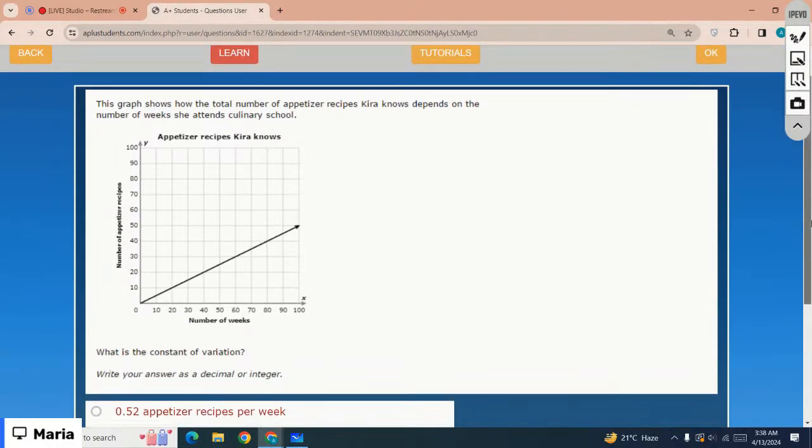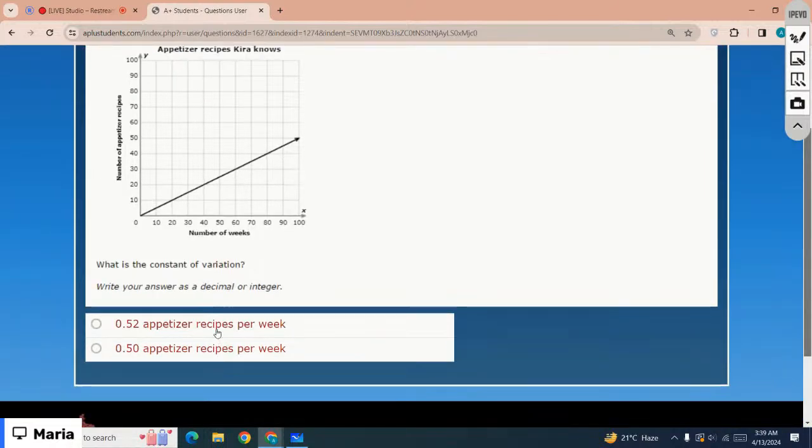This graph shows how the total number of appetizer recipes Kira knows depends on the number of weeks she attends culinary school. What is the constant of variation? Which is the correct option? That is 0.50 appetizer recipes per week, right?